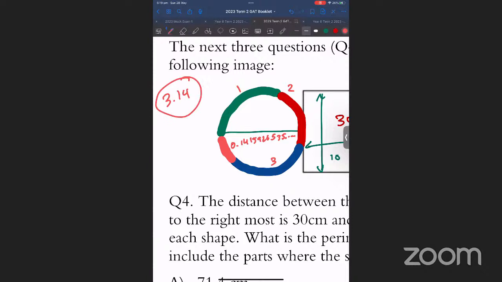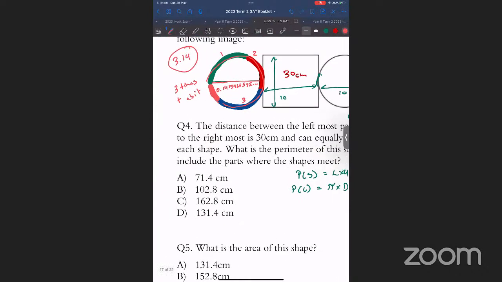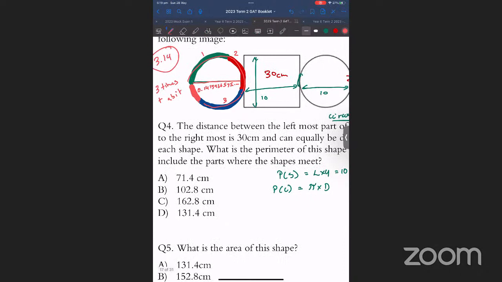If you want to, after class, I would recommend trying this out. Get a piece of string and measure how long the diameter of a circle is, then take that same piece of string and see how many times it goes around. You will always find that it's 3 times plus a bit. Do you guys understand? Sorry, who's saying no?